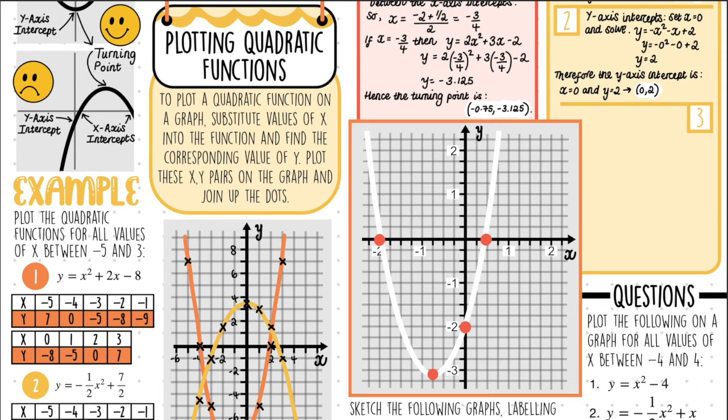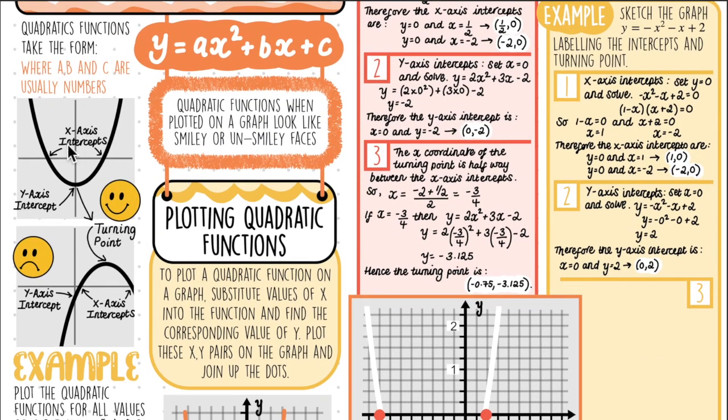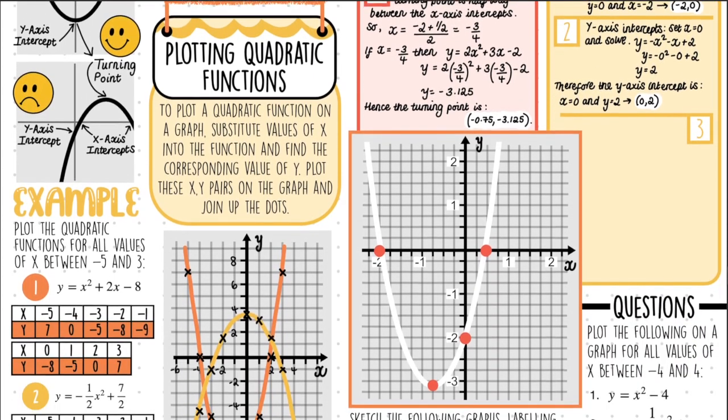The fact that they're symmetrical is really important because what it tells us is if we look at these examples here, because they're symmetrical, this turning point here or here has an x coordinate that is always halfway between the x-axis intercepts. So to find the x coordinate of the turning point, all you have to do is take the x coordinates of these 2 points, the x-axis intercepts, and find the halfway point between them. So let's just go back to the example and I'll show you what I mean by all this.